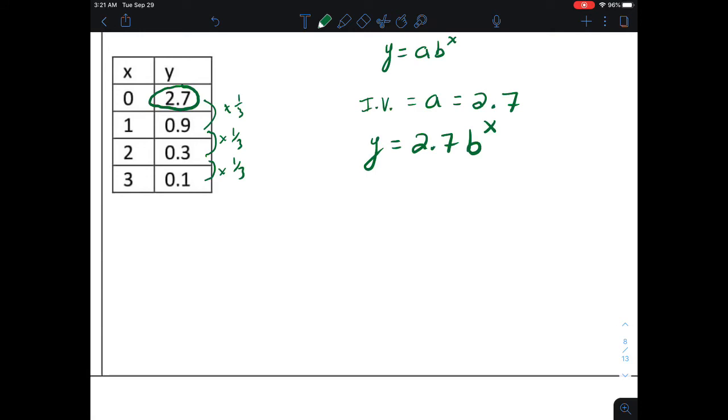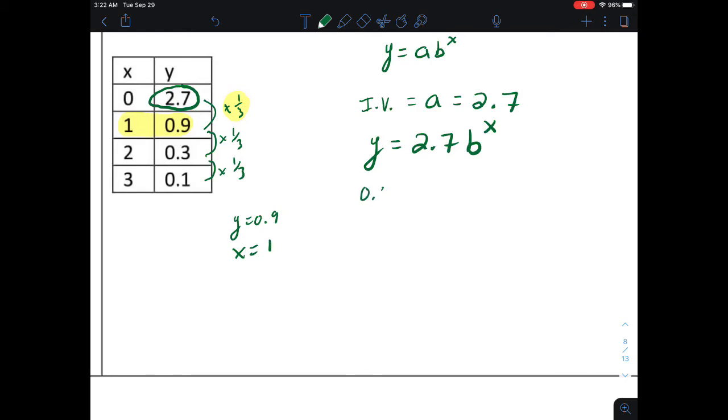Now, b, we're going to see in just a minute, is that number we're multiplying by every single time you get from one number to the next. But another way of doing that is the same way we did in the previous problem, where we take the next data point, since we know it's exponential. We're going to use that point where y is equal to 0.9 when x is equal to 1, and we're going to solve for b.